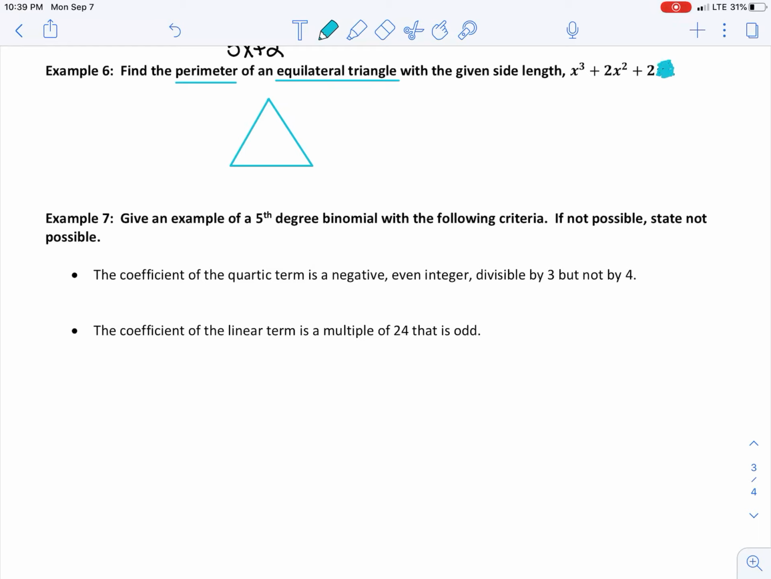So really that x to the 0 power there is just to kind of throw you off. So really every side of our equilateral triangle is x to the third plus 2x squared plus 2. And that goes for every side of our triangle.